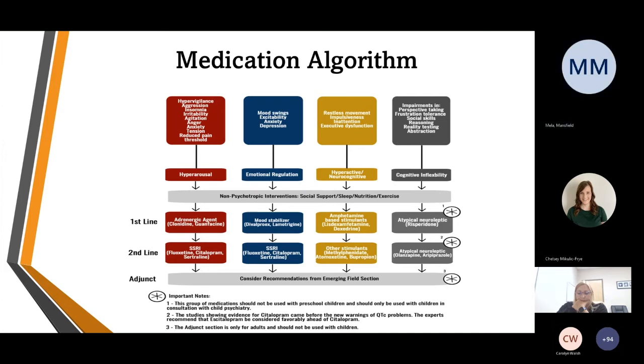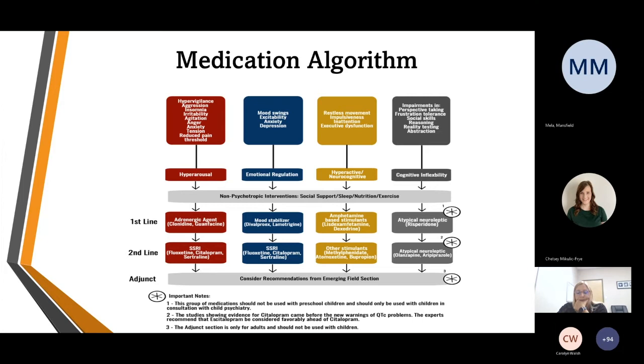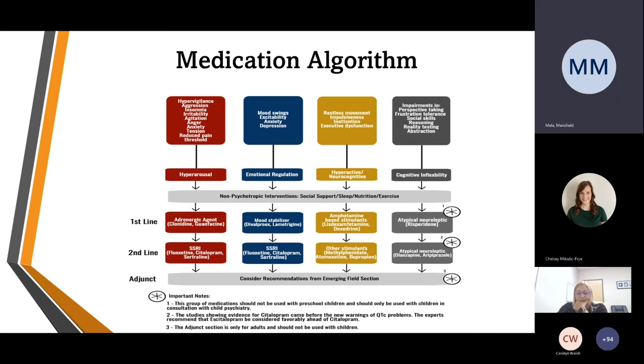In summary, what you see from your left to the right is that the individual first will have to have a diagnosis of FASD. The manifestations of the major concerns at the time of the consultation require some neurophysiological basis. And this we found in the 4 clusters that you have. So going from left to right, you have the hyperarousal cluster, the emotional regulation cluster, the hyperactive neurocognitive cluster, and the cognitive inflexibility cluster.